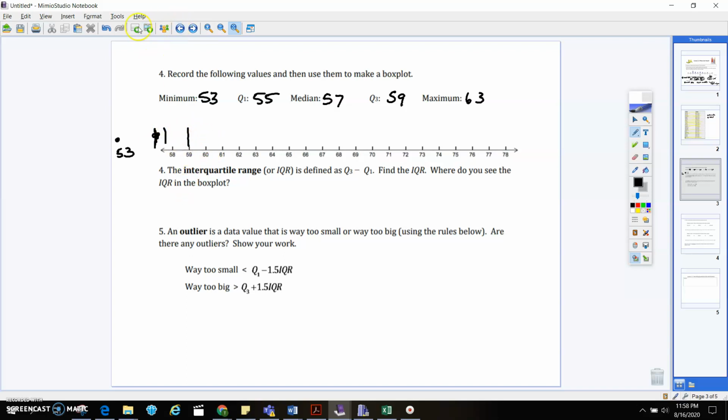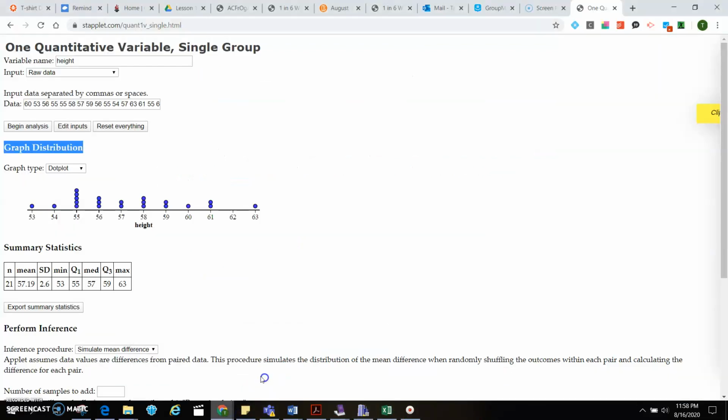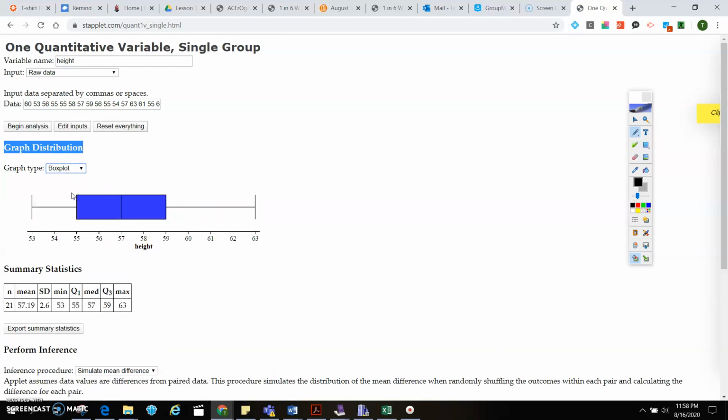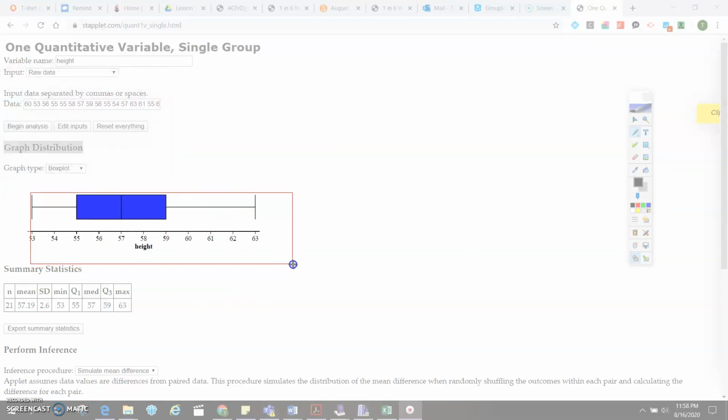So I'm just going to renumber these so that you can actually see this box plot. So we're going to use a new number line. And I'm actually going to just pull it from my Statplet and then explain it for you. So if I go over to my Statplet, I can change this to be box plot. Boom! And it gives me this beautiful box plot right here. So I'm going to pull this guy and drop him into my little PowerPoint.